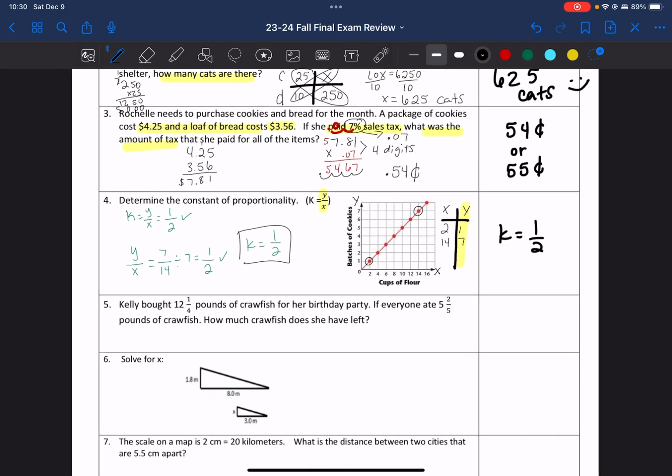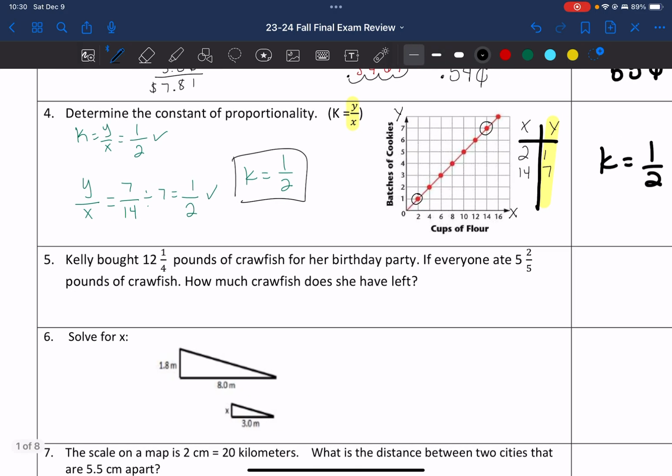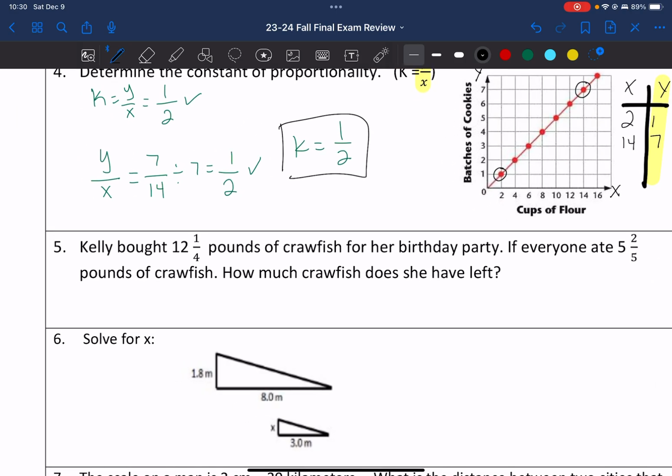All right, let's go to the next question. Kelly bought 12 1/4 pounds of crawfish for her birthday party. If everyone ate 5 2/5 pounds of crawfish, how much crawfish did she have left? So there's 2 ways that we can solve this, guys. The first way is very long, but let's try it. Let's go for it. I'm going to do it over here on the side.